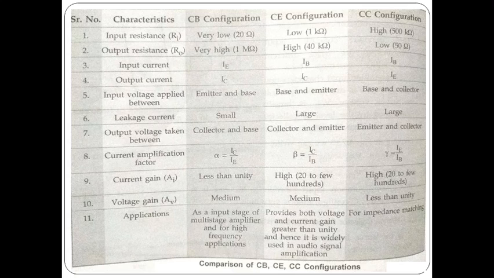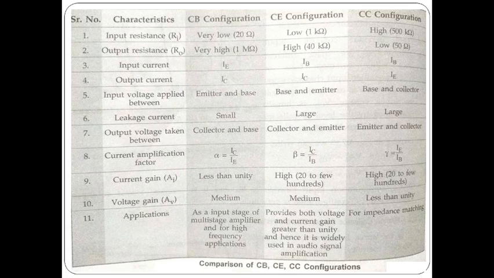So the common emitter configuration is mostly used in audio signal amplification, and common base is used as the input stage of multi-stage amplifiers. When we are cascading the circuits, this will be used as the input stage. Cascading is nothing but connecting multiple amplifier circuits one by one. In this, in every circuit we require very low input resistance. Due to this reason, the common base is used in the input stage of multi-stage amplifiers.